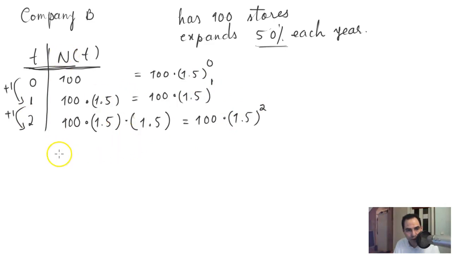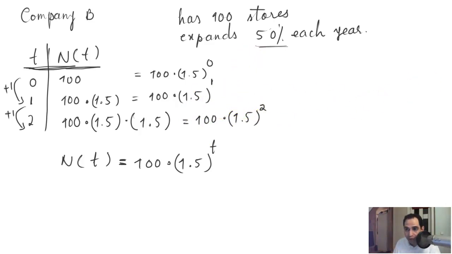So you can write n of t is equal to a, which is your 100 stores, 100 times 1.5 raised to the power t. Now if your t is equal to 2, for example, it's going to be 100 times 1.5 raised to the second power, which is what we got here.